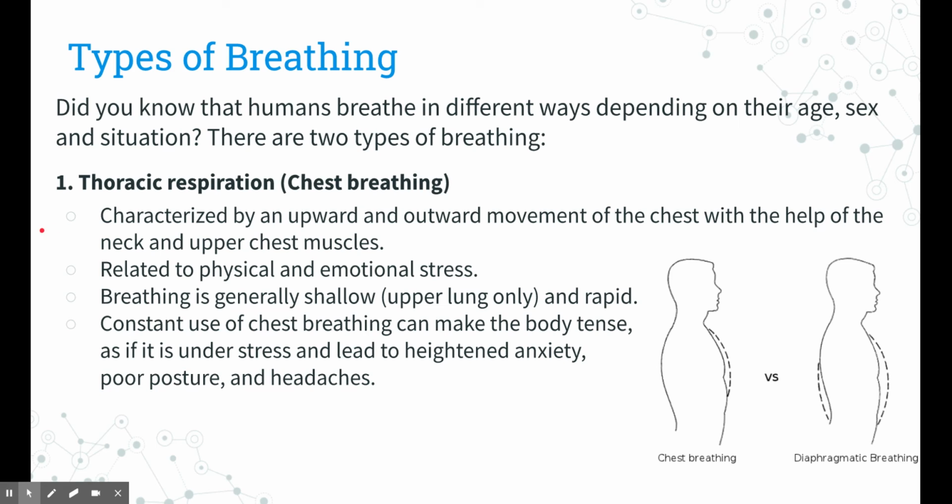Now, there are a few different types of breathing, and these have to do with the depth and control of our respiratory pathways. Depending on age, sex, and situation, different types of breathing may be activated. In times of stress, either physical or emotional, most of the time we revert to chest breaths or thoracic respiration, where breathing is generally shallow and quite rapid, and most of the movement of our chest is done through the neck and upper chest muscles. So a chest breath is a quick, shallow, kind of panicky breathing.